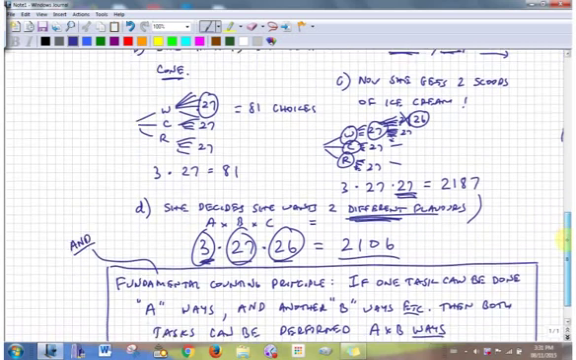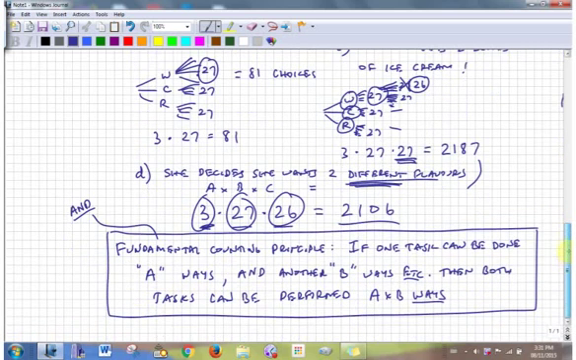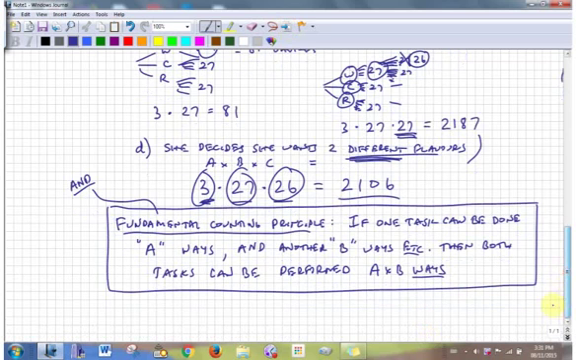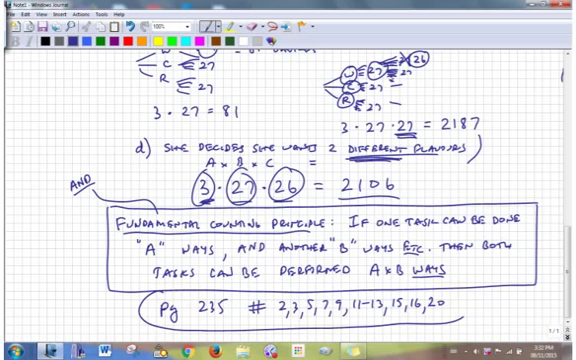Alright, so a little bit of review. We've looked at ors, now we're looking at this and word, and using the fundamental counting principle. Here's the questions. Can I make this any bigger? Page 235, number 2, 3, 5, 7, 9, 11 to 13, 15, 16, and 20. Looks like a lot, but once you get the hang of it, they'll go pretty quick.